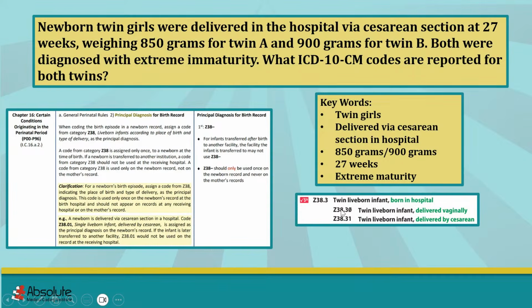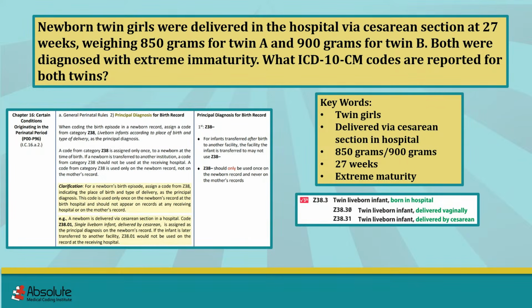And then you have to go down because this needs 5 characters. So you go down to twin live-born infant delivered by cesarean, again using the keywords that we took out of that scenario. So that is going to be our first code.